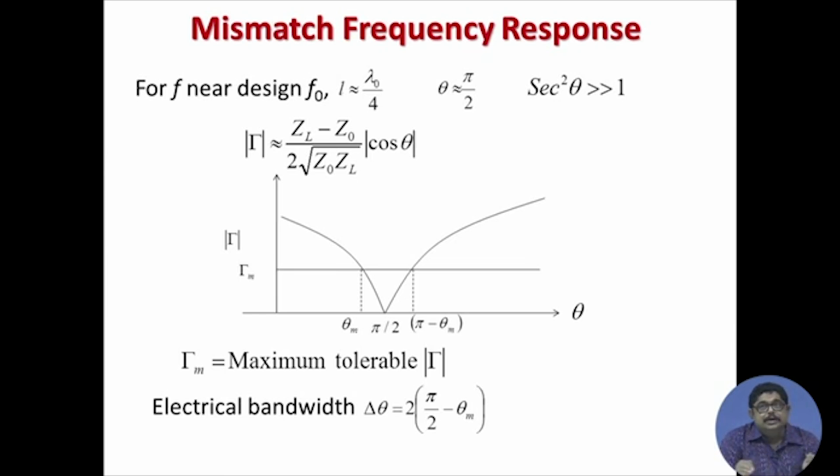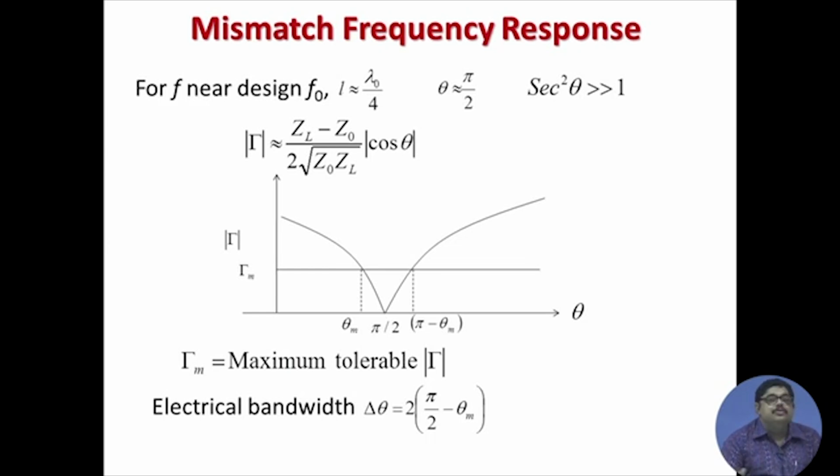Now, again as I said, you can fix what is the maximum tolerable reflection coefficient magnitude, let us call that gamma m. If you put a horizontal line from that gamma m, you see at 2 points it is cutting the frequency response. So, roughly if you stay within that theta zone, then your transformer is within the acceptable zone, so your impedance matching is okay.